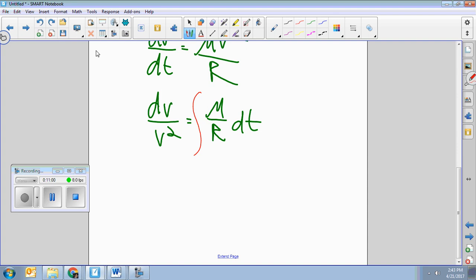I want to know that if I start at time 0, once my time gets to t, what the velocity is, right? All right? Well, at time 0, what was my velocity? v0. And at the end of time t, my velocity is going to be v of t. That's what I'm trying to find.